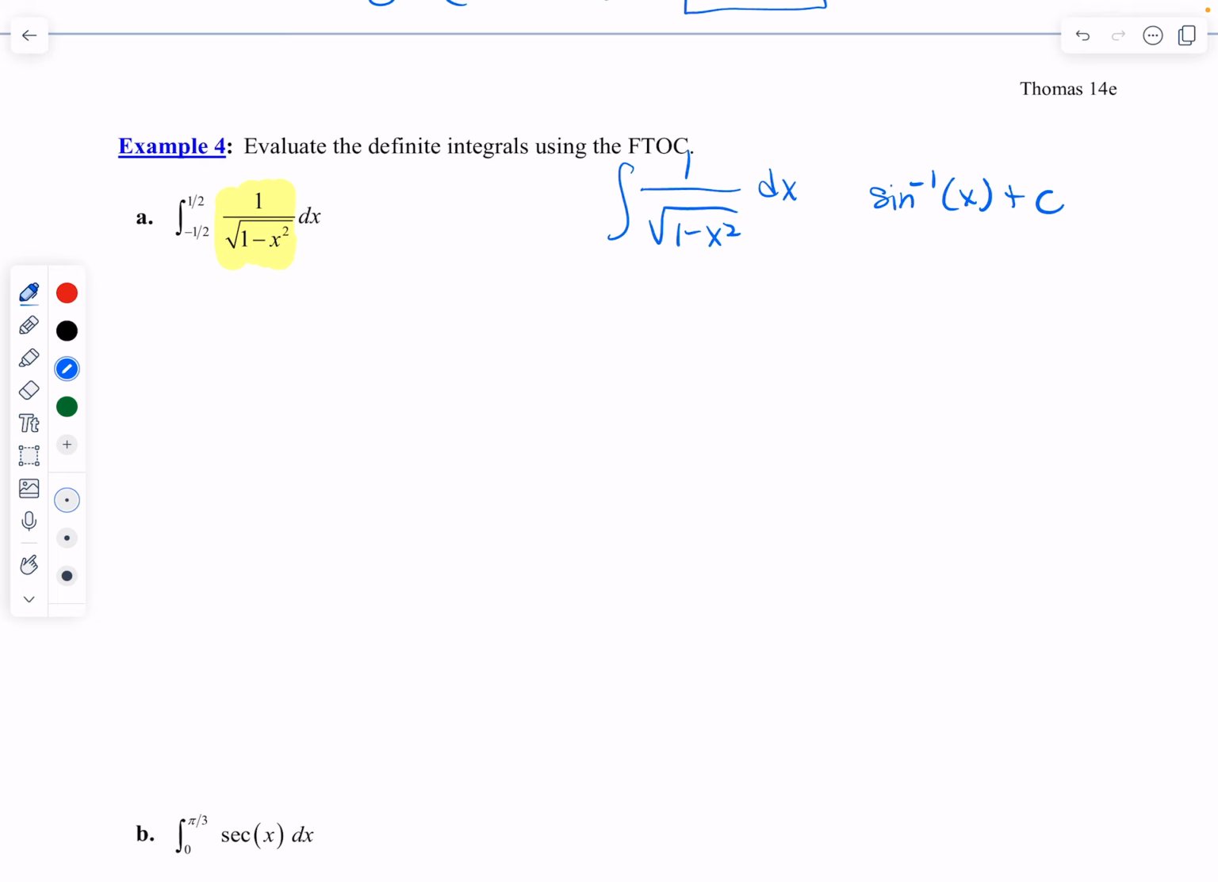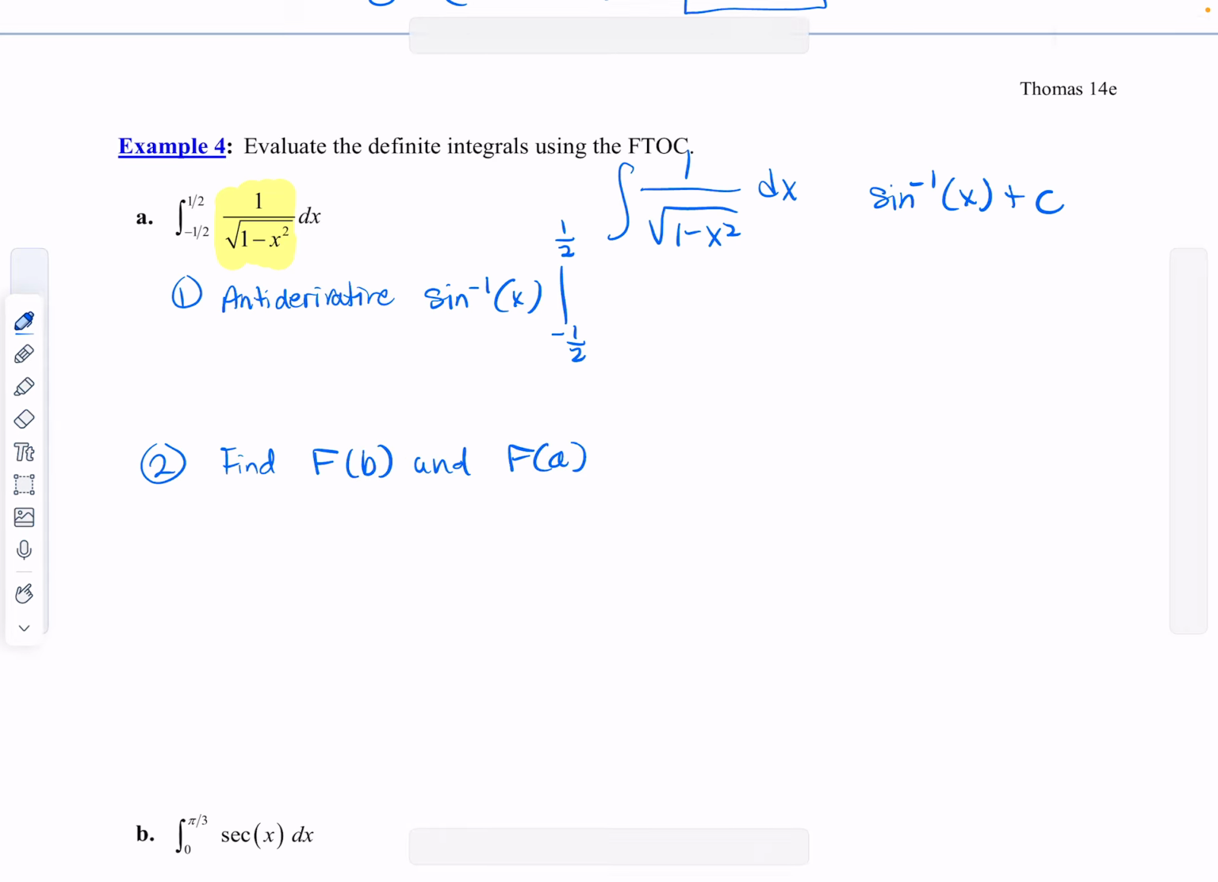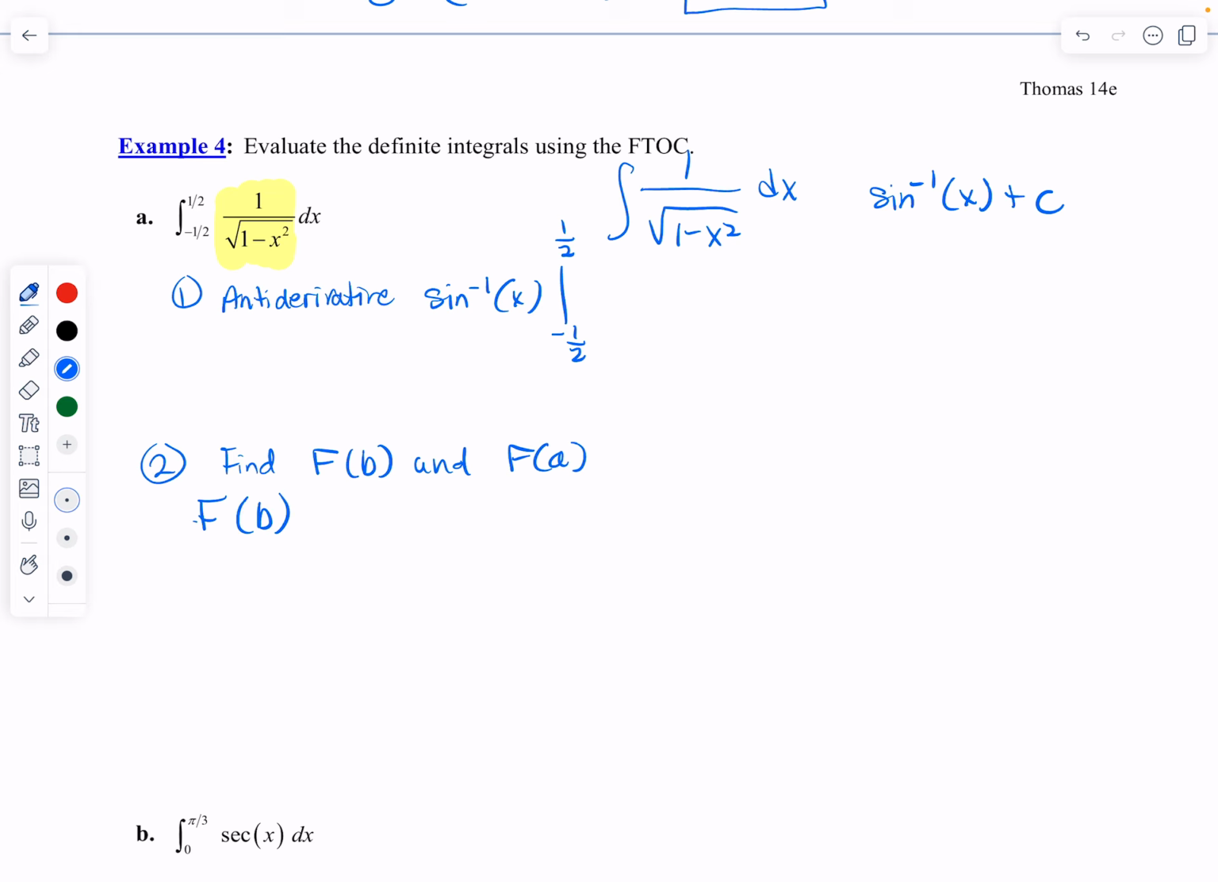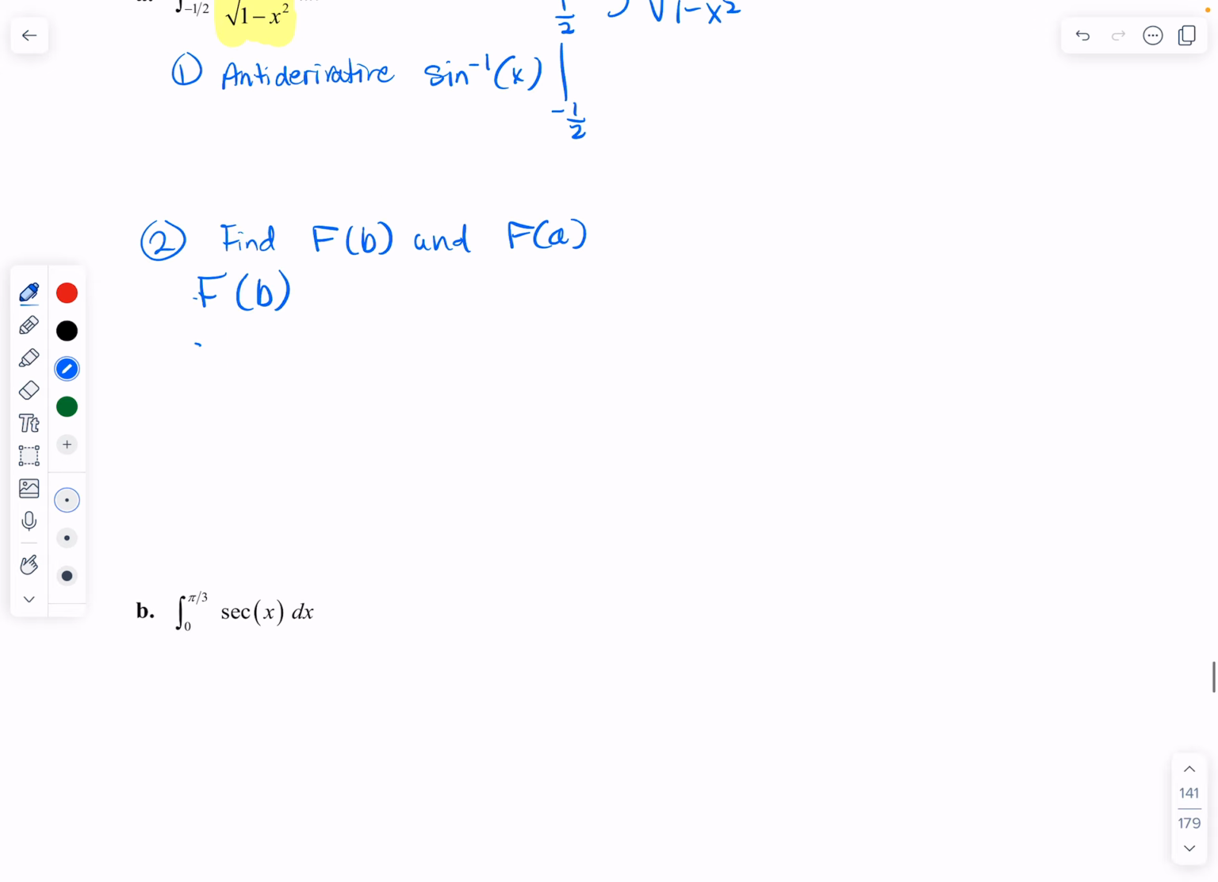So the antiderivative is inverse sine. And we're evaluating that from negative 1/2 to positive 1/2. Okay? So step number 2, find F at b and F at a. So the antiderivative at b looks like this: inverse sine at 1/2.